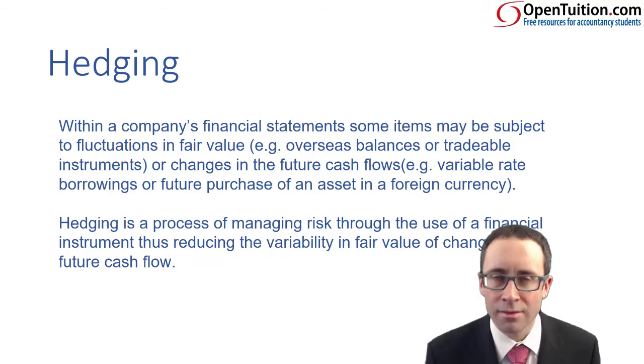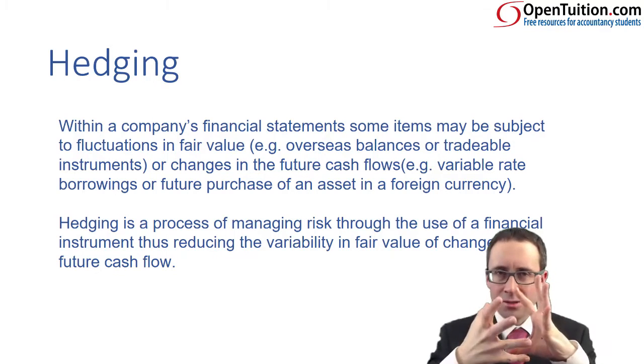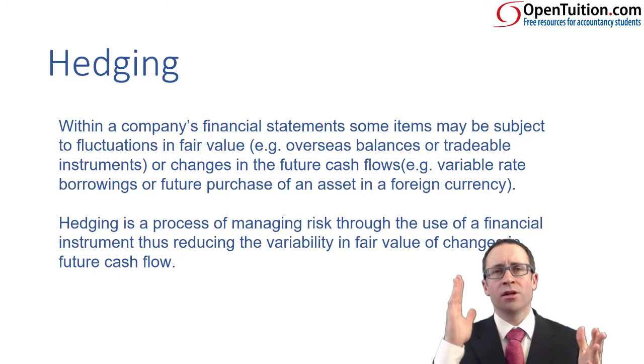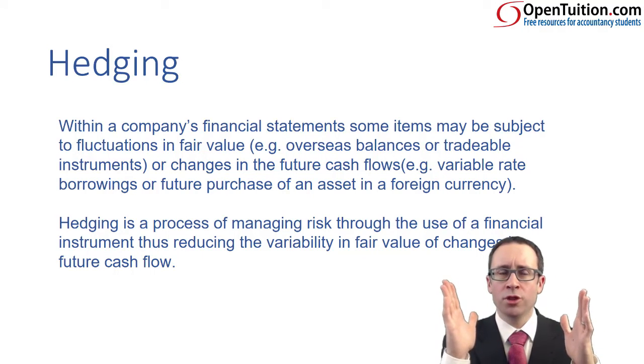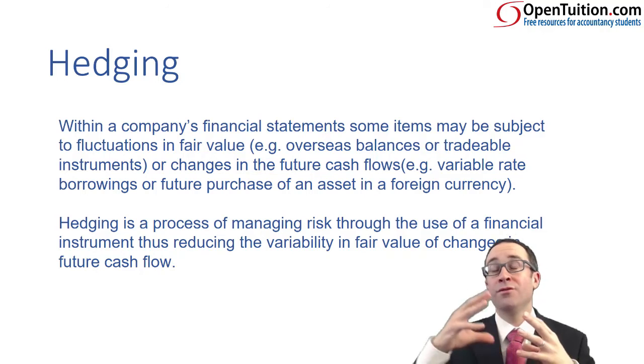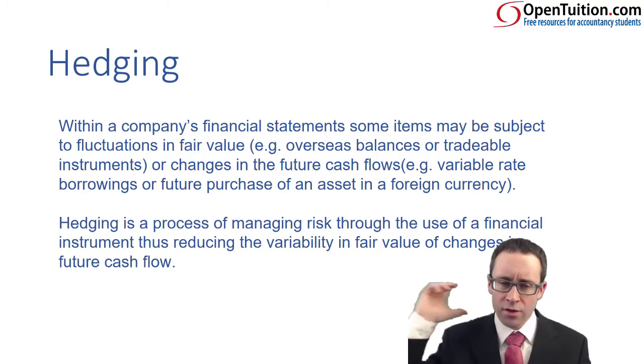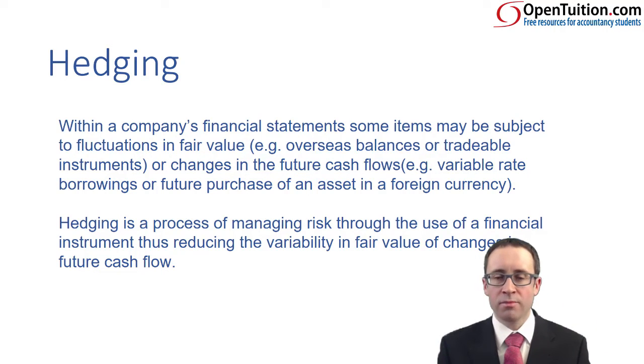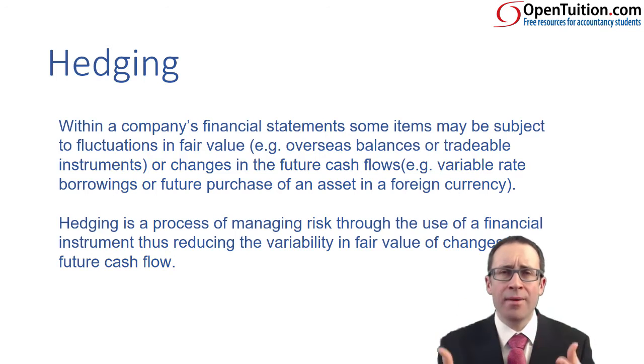Are you still with it? Yeah, it interlinks all over the place, doesn't it? Okay, but let's just think about hedging in its simplistic terms. There's going to be things within your financial statements that will change in value, or there could be things in the future that will change in value. You've got some examples up there, okay? An overseas balance, a tradable instrument, variable rate borrowings, or the purchase of an asset in a foreign currency, okay? What do we want to do? We want to minimize the risks. We want to minimize that variability in returns, okay?